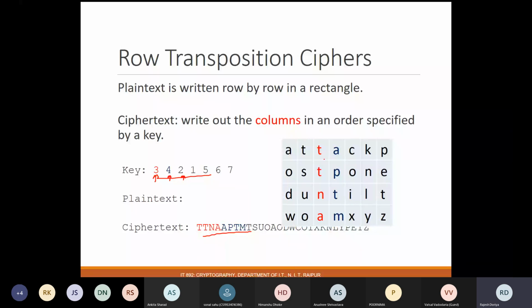As you can see, first all the plain text has been arranged in the form of a matrix. Thereafter, the third column will be used first, which is T, T, and A. Then the fourth column, which is A, P, T, M. So A, P, T, M has been written. This is how encryption takes place in transposition cipher. This is the example of row transposition.